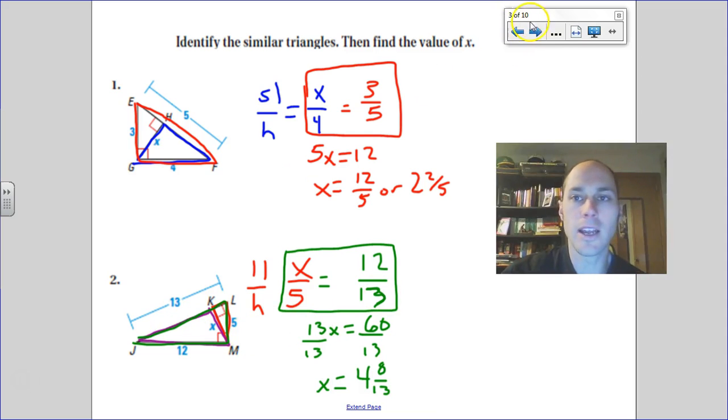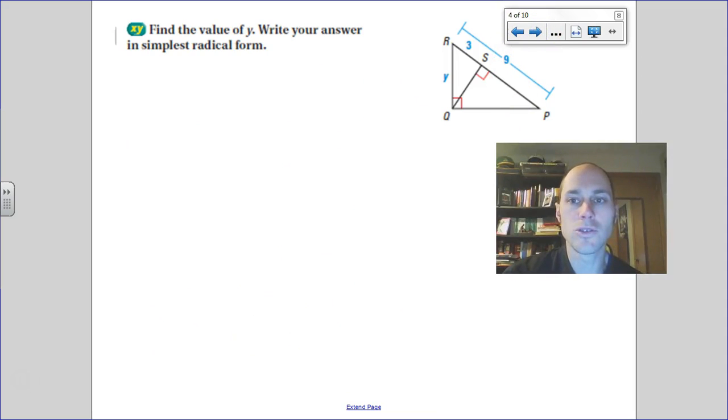Okay, so you got to use a little bit of visual reasoning to figure out which side we need to find. So why don't you try this next one on your own. Pause the video and restart it when you're ready.